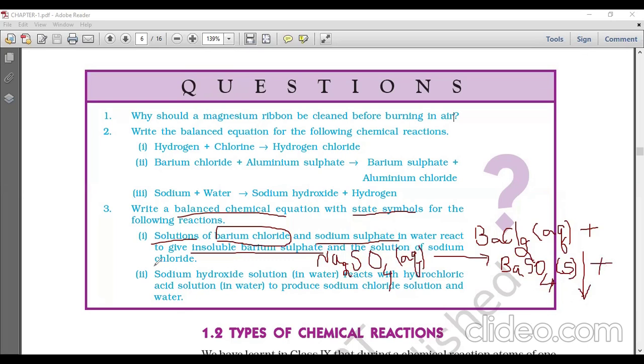And plus solution of sodium chloride. So what is the formula of sodium chloride? NaCl. And it is a solution, so we write it as aqueous. Okay, now you check. Sodium, how many? 2 here, 1 there.